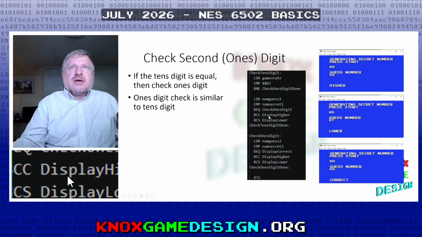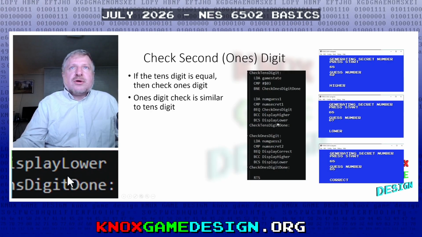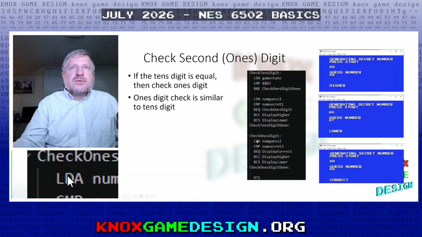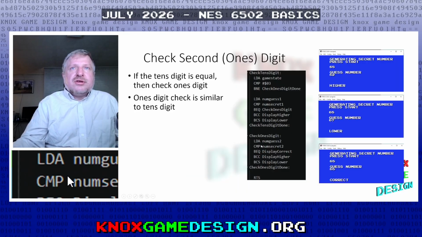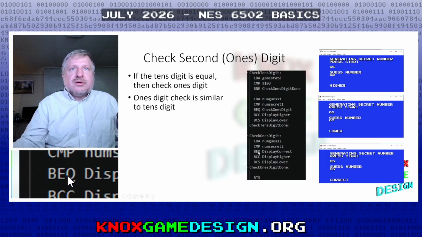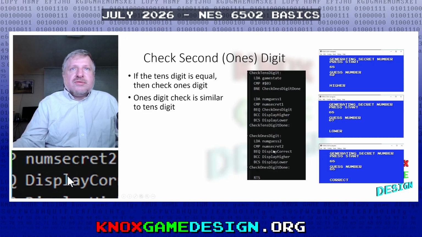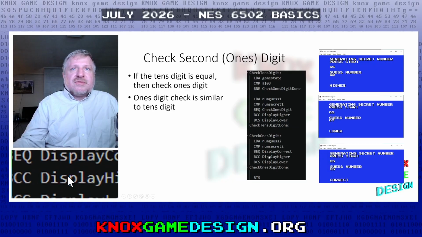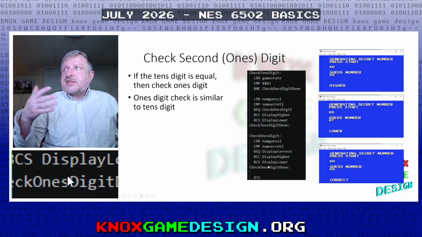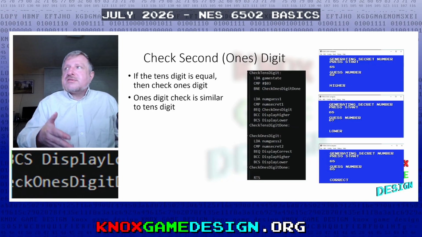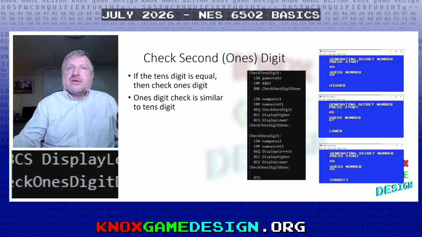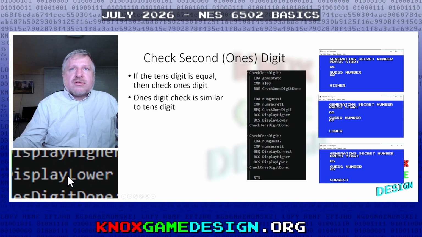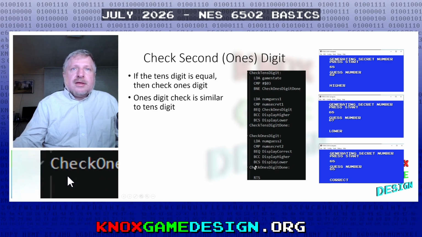If it's higher, we're going to display higher. If it's lower, we're going to display lower. And then in the check ones digit, we're going to check num guess 2 against num secret 2. Branch on equivalent, we're going to display correct. If it's higher, we're going to say higher, because we've already checked the tens digit. We know the tens digits are equal, so now we're just checking the ones digits. If it's higher, we display higher. If it's lower, we display lower.